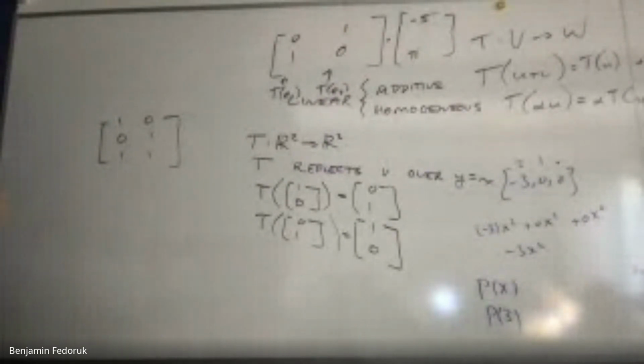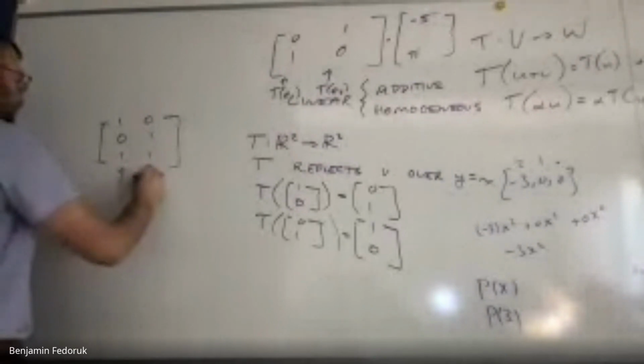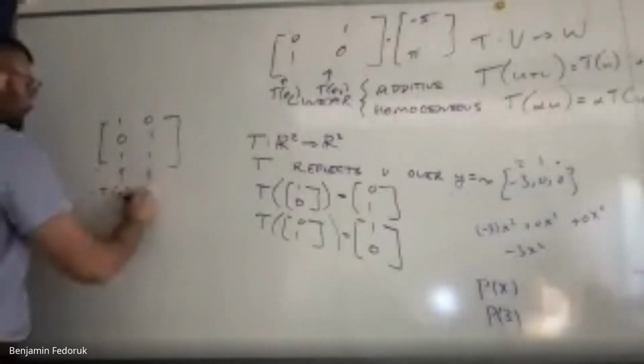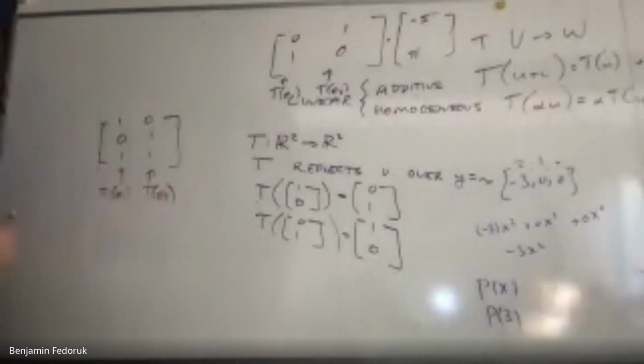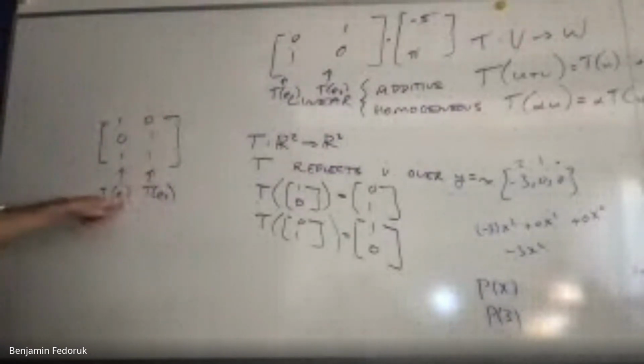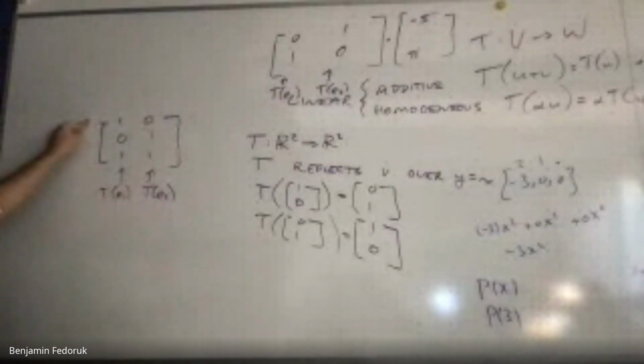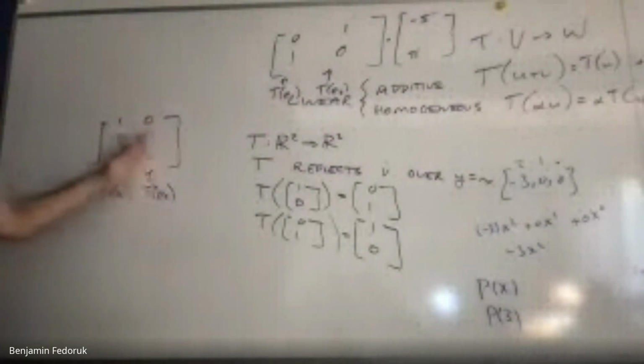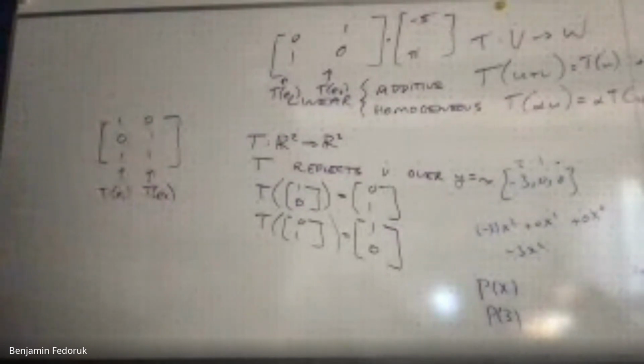Well, remember the columns represent what happens when you apply the transform to each of the vectors, right? Because this is 3 by 2, it maps from a 2-dimensional vector space to a 3-dimensional vector space. I don't know if you can see that, but here we have 2 dimensions and here we have 3. So we're going from 2 dimensions to 3. Does that make sense? Cool. All right.